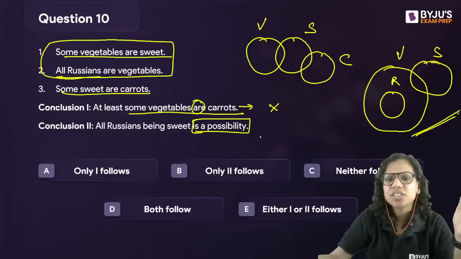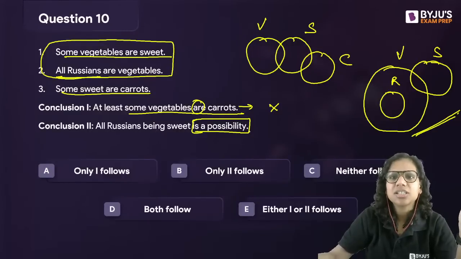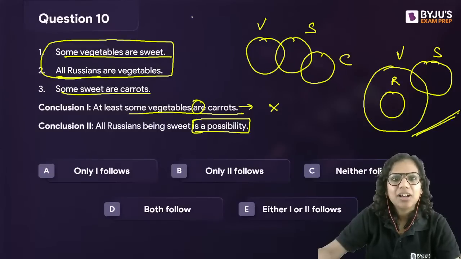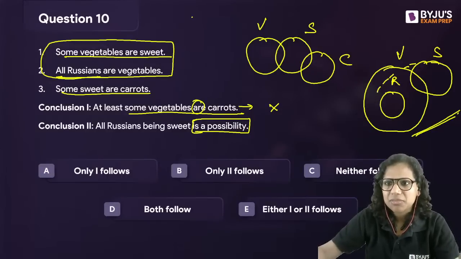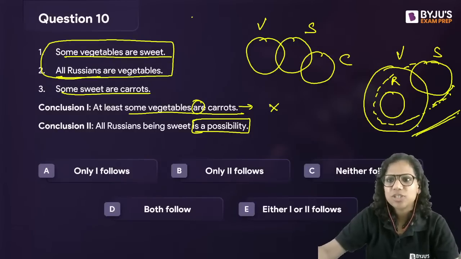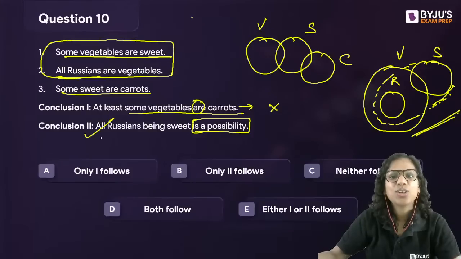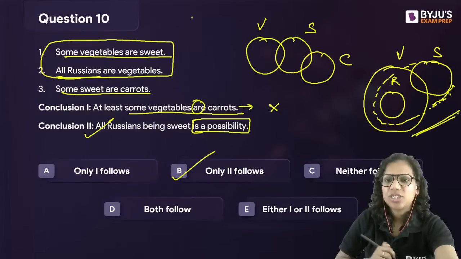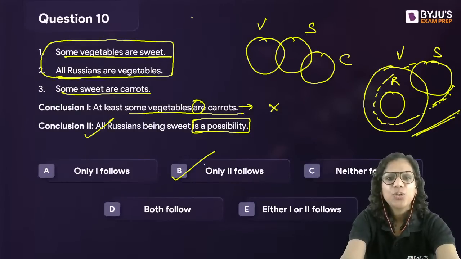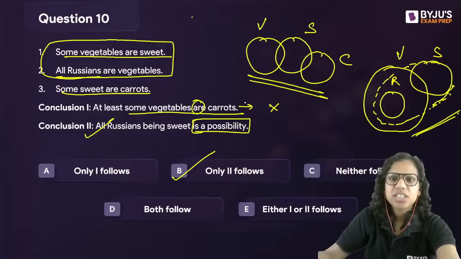It says, is it a possibility that all Russians are sweet? Yes, it is definitely a possibility. See this? This S could be drawn like this also. So all Russians being sweet is a possibility. Yes? So conclusion 2 follows and B, Bangalore, is the answer here. Good. Those who said B, hope this is clear to you. I have clearly shown that this is not necessarily true, and I have clearly shown that yes, this is a possibility.